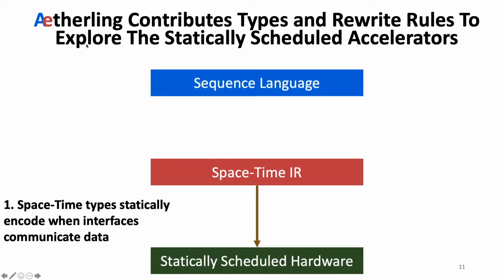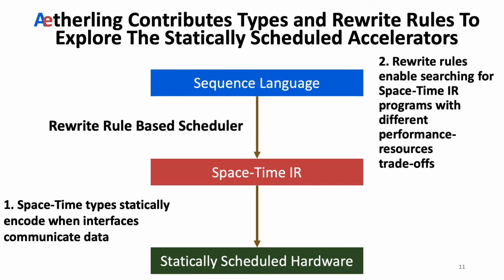Aetherling has a second language called the sequence language. This language is a fairly standard functional language that encodes the semantics of hardware accelerators, but not the timing of interfaces. Aetherling's second contribution is a set of rewrite rules to convert from the sequence language to the spacetime IR. Developers write in the sequence language, and a scheduler searches over the rewrite rules to automatically compile high-level programs to circuits with different trade-offs between performance and resource utilization. We call this compilation step scheduling because it determines the timing of how a program executes in hardware.